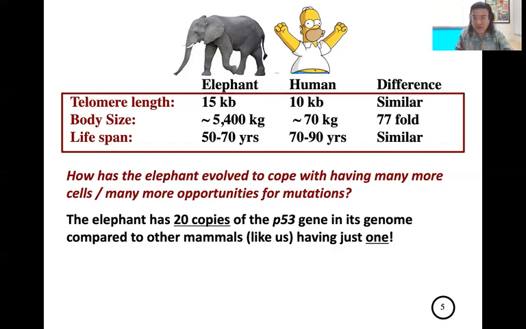What does that enable it to do? That enables it to really make sure that if it has any cells that are beginning to transform and that should undergo apoptosis, it has plenty of good p53 to be able to trigger the apoptosis. Remember, we said the problem with our genomes is that we have just one copy of p53. But we're diploid, so we actually have one from mom and one from dad.